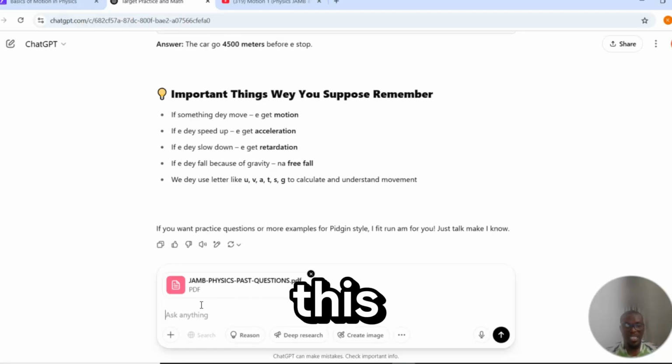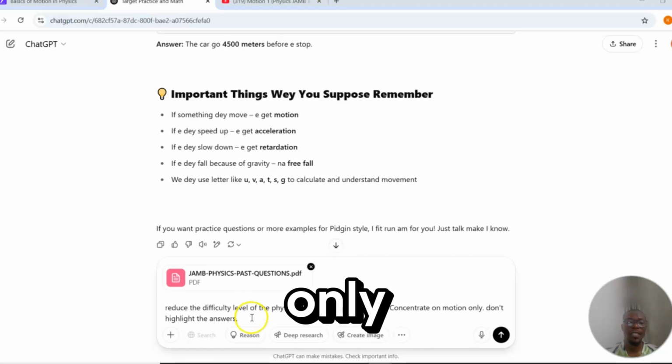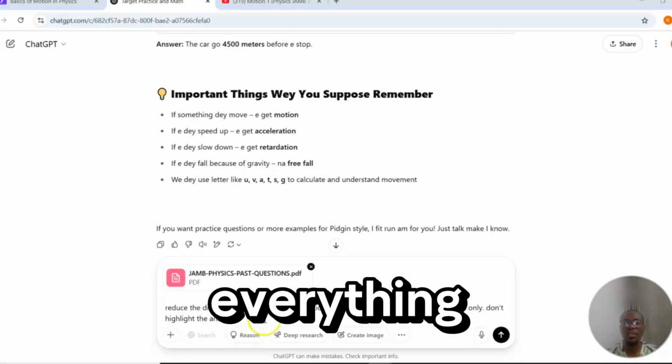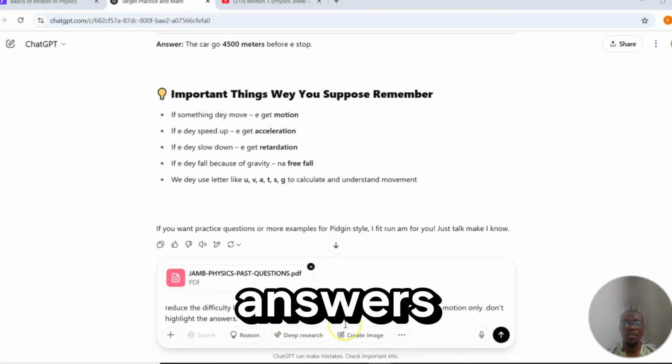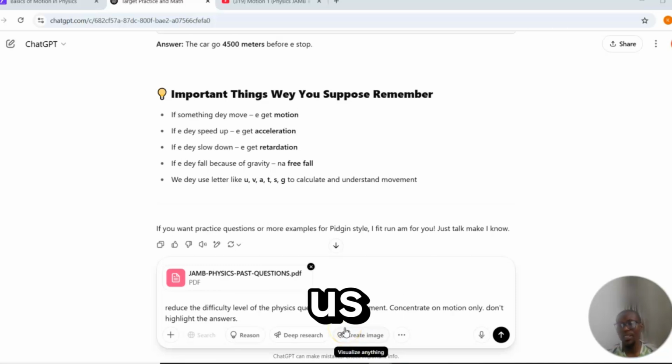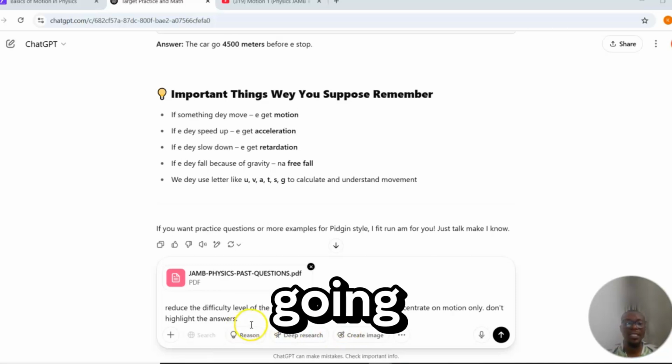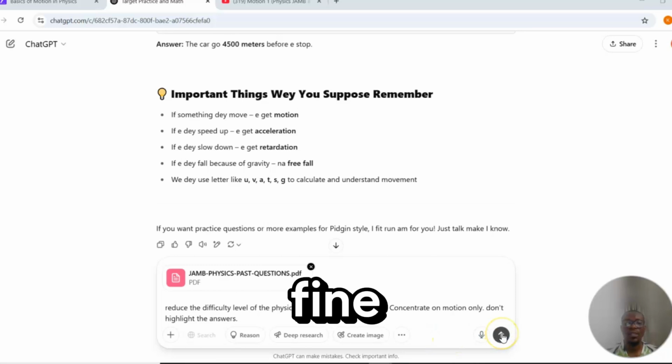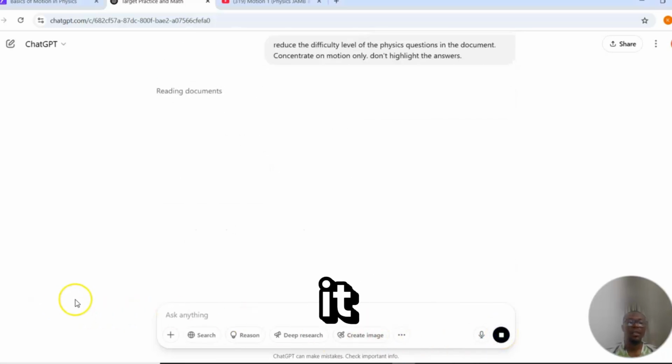Okay, so let's try this and see. This is the difficulty level of the physics questions in the document. Concentrate on motion only, because I don't want it to generate everything. Don't highlight the answers. Okay, let's see what it will give us here. I'm going to pause this. Okay, fine. This is a simplified version of it.